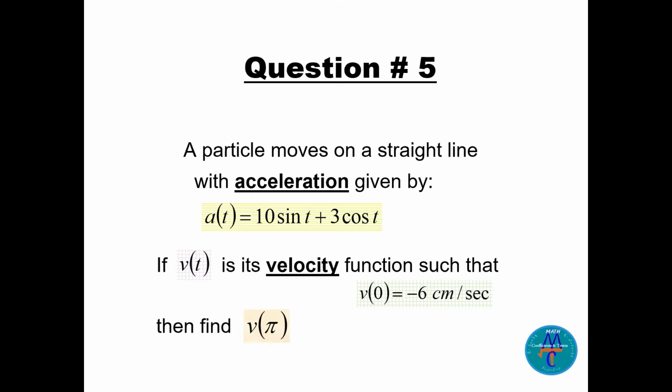Question number 5 is an application on acceleration. So a particle moves on a straight line with acceleration given by the function a of t equal to 10 sine of t plus 3 cosine of t. If v of t is its velocity function such that v of 0 is equal to minus 6 centimeters per second, and we need to find v of pi. So we replace pi in the velocity function.